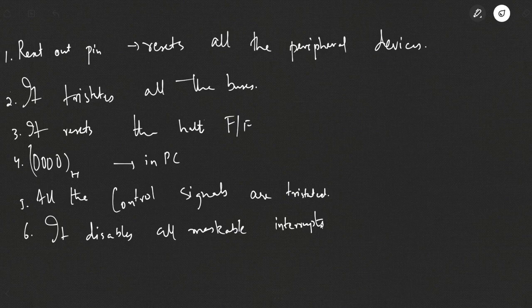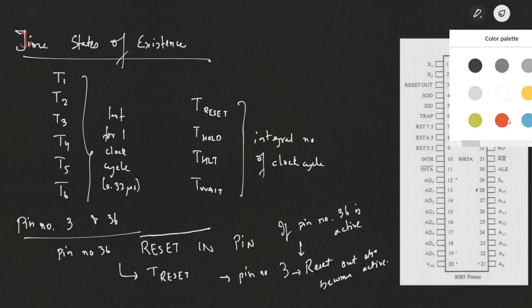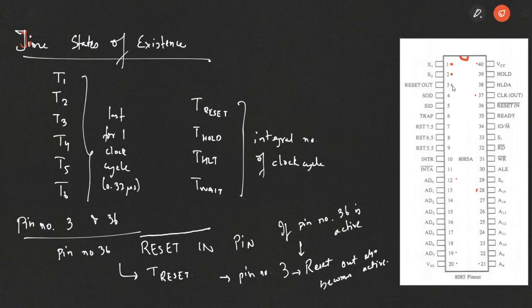The microprocessor is no longer performing its normal task. It enters the T reset state, and some other functions overtake the microprocessor. Fine. So pin number 36 and pin number 3 are used to reset the microprocessor as well as the peripheral devices associated with the microprocessor. So we have done pin number 3 as well as pin number 36 now.